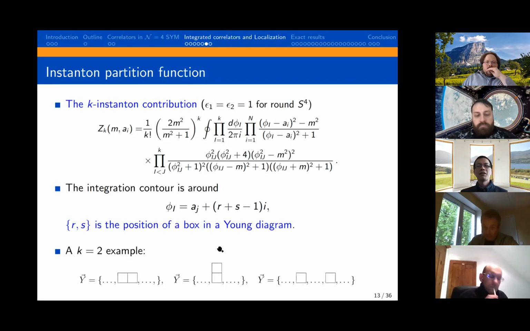And in general, for general K, as you can imagine, the situation is very complicated. You have to draw all possible Young diagrams, then you have to sum over all those residues. So already this is a very complicated object.